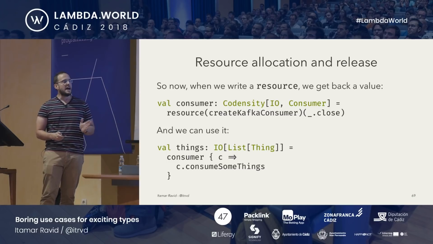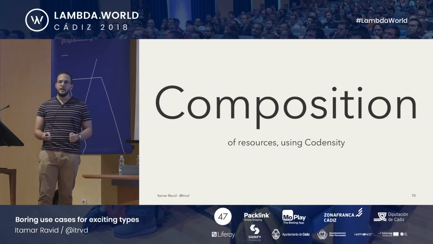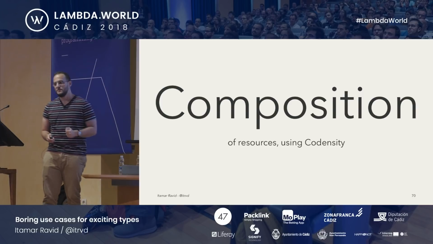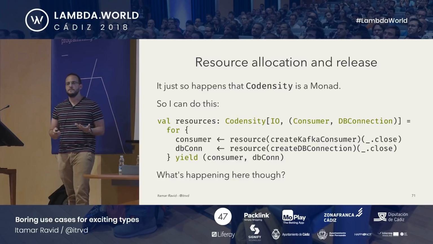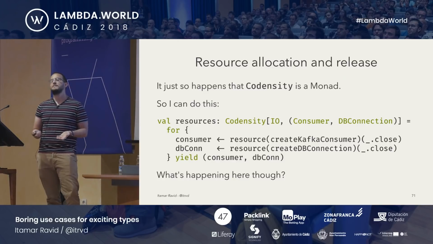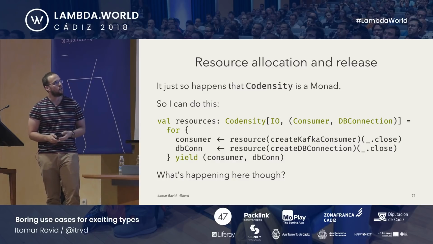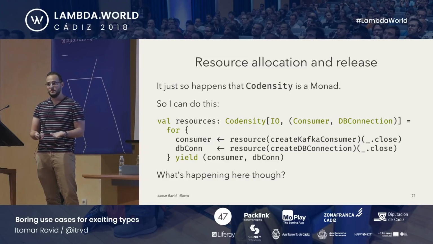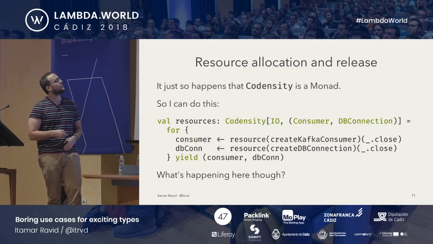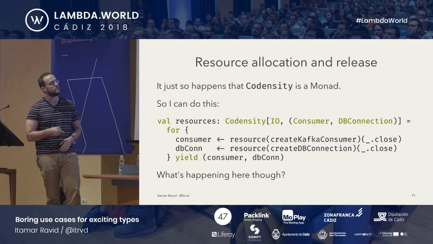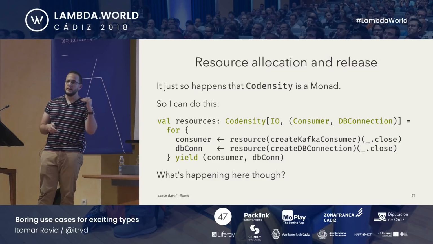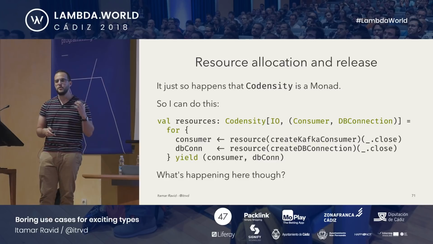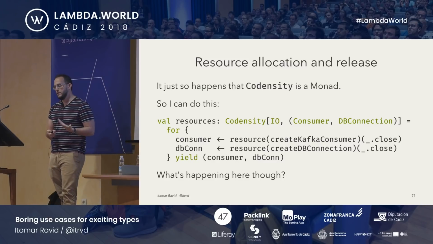OK, this is nice, but now the really fun part is that we are about to do composition of resources using codensity. It just so happens that codensity is a monad. So it has a flatMap function, and I can write codensity values on the right-hand side of for comprehensions. So I can sequence computations that return codensity values using for comprehensions. But what is actually happening here?